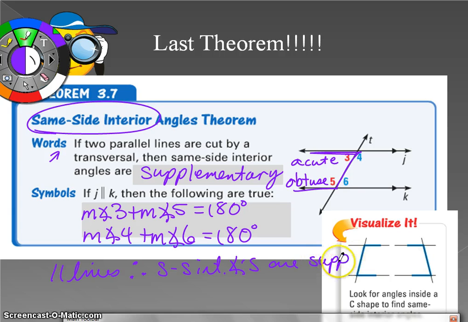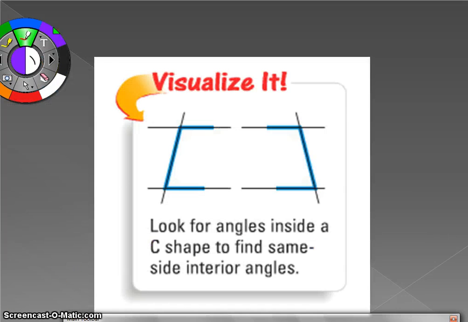And you could use SUPP. That would work for my class. Okay. I like shorthand. It's nice for explanations. Okay, so visualize it to the right here. I actually have a bigger picture next.